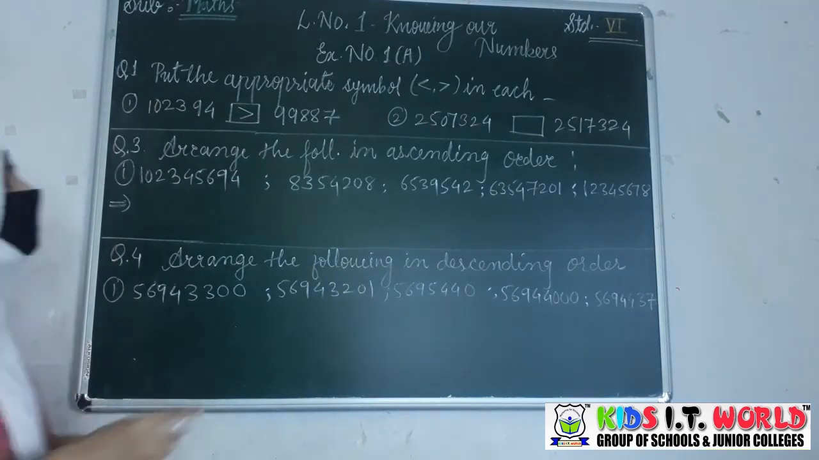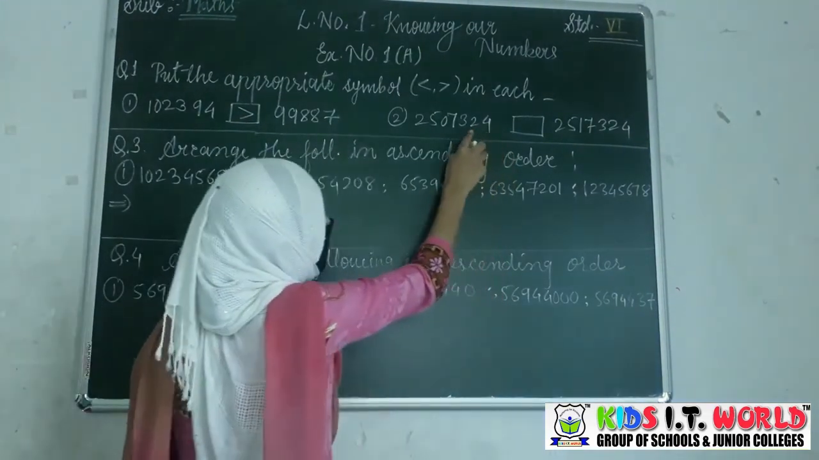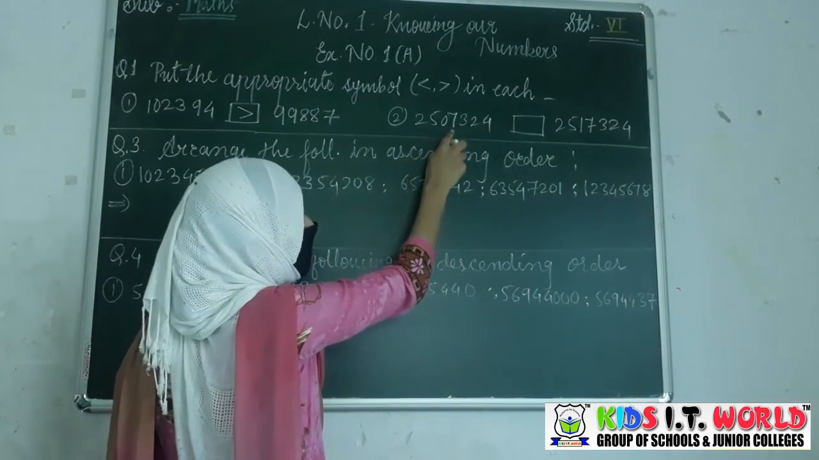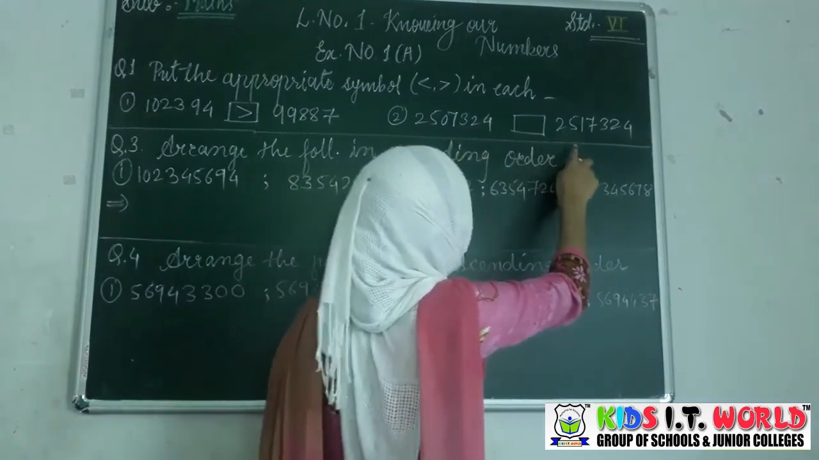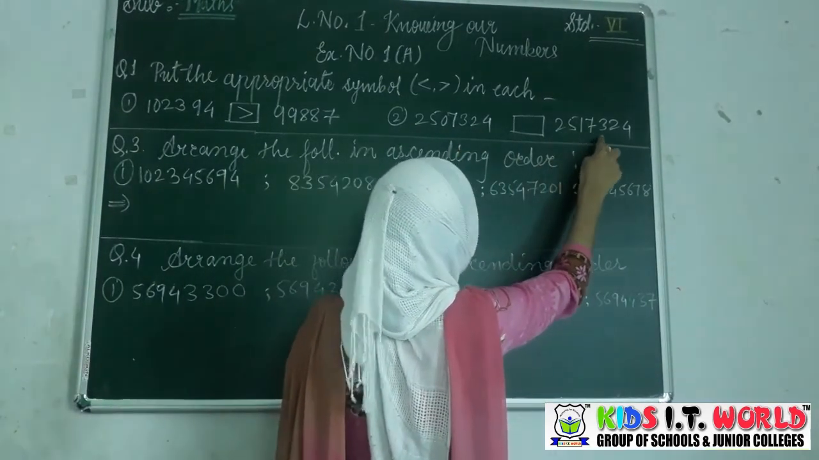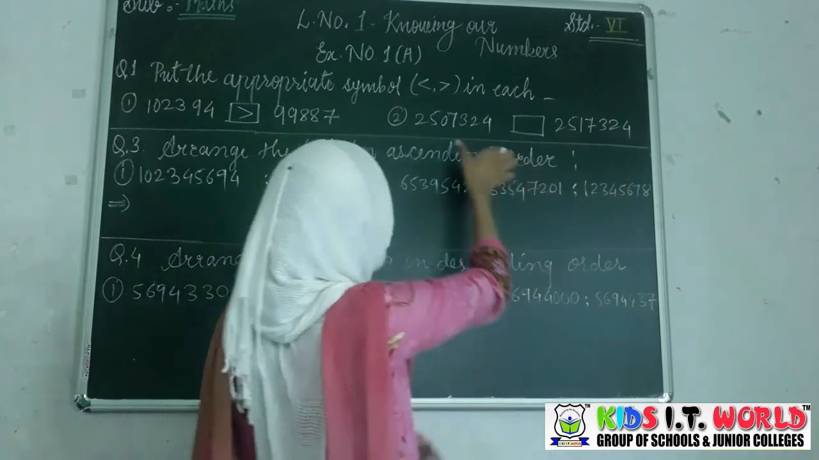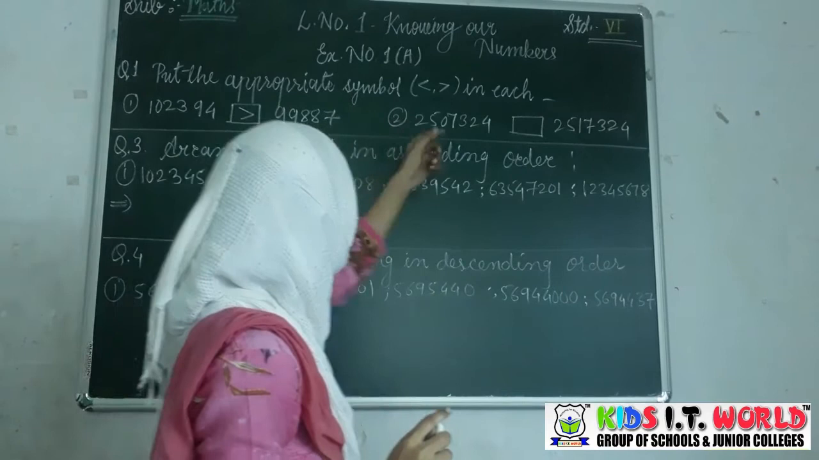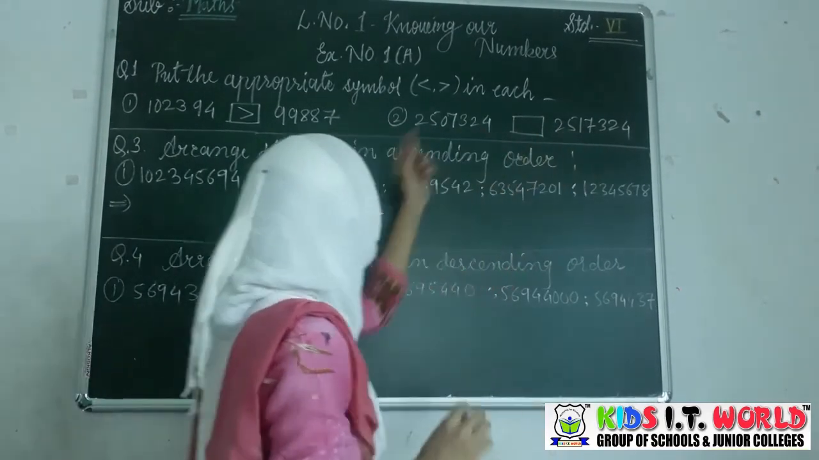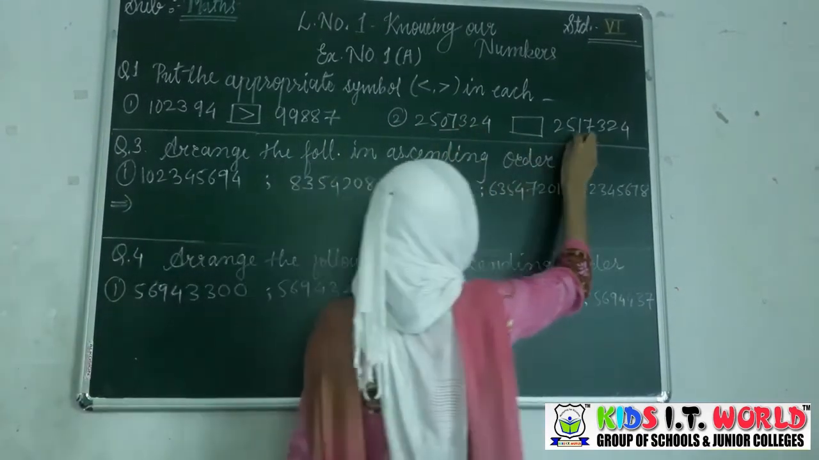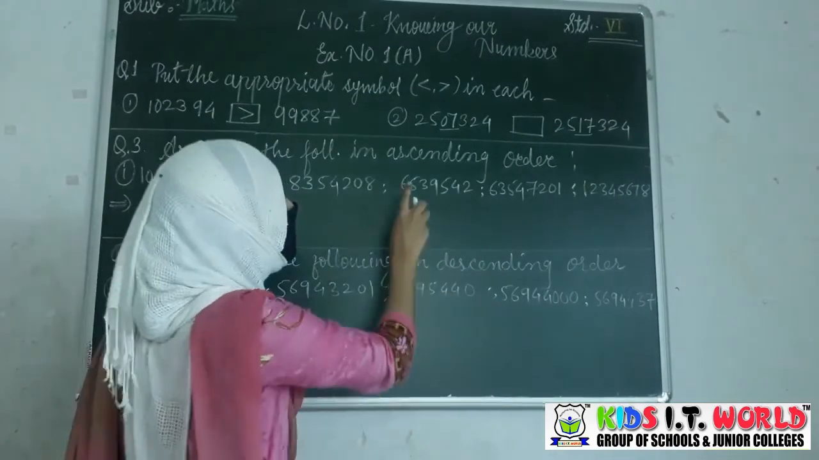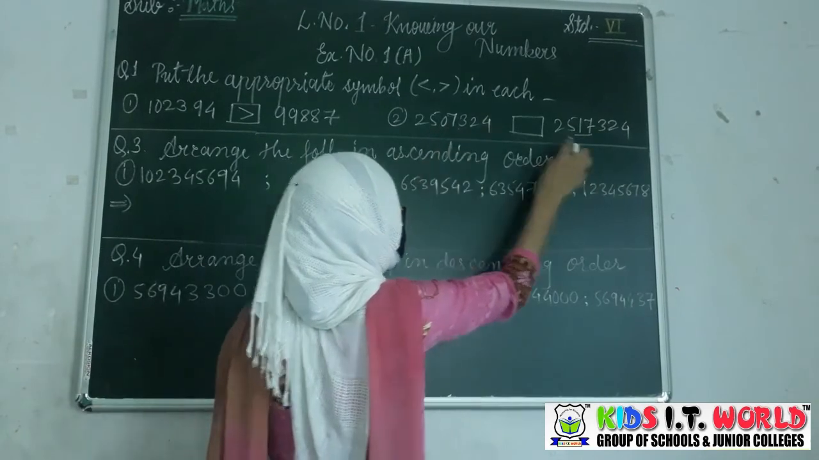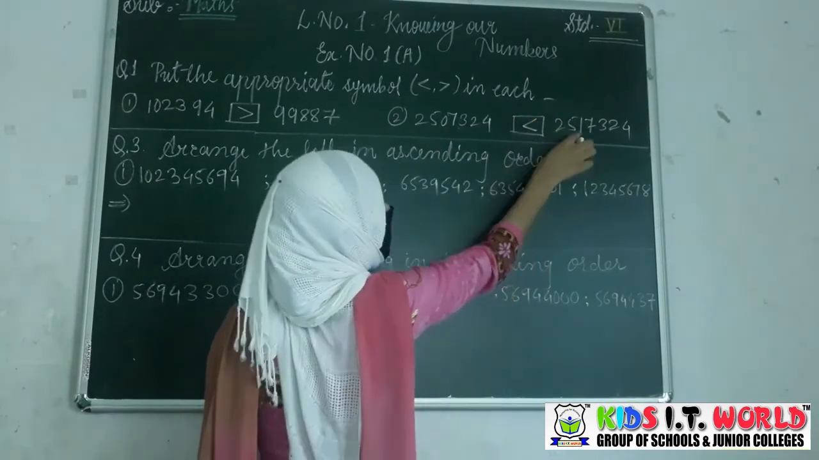In the same way, we will do the next one. Count the digits: ones, tens, 100, 1000, 10,000, lakh, 10 lakh. This is 25 lakh 7,324, and here 25 lakh 17,324. Now you can see both numbers have the same number of places. It is starting from 25 lakh and this is also starting from 25 lakh. But the only difference is that on the thousands place it has a different value. So which number is greater, 7 or 17? Easily you can say 17 is greater than 7. So the face of the sign will be toward the greater number.